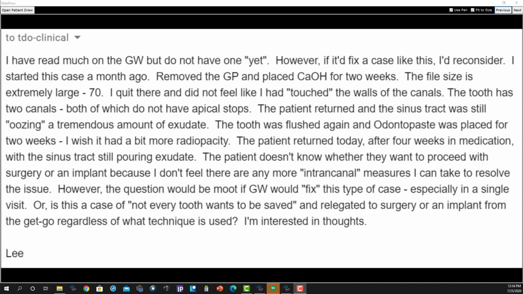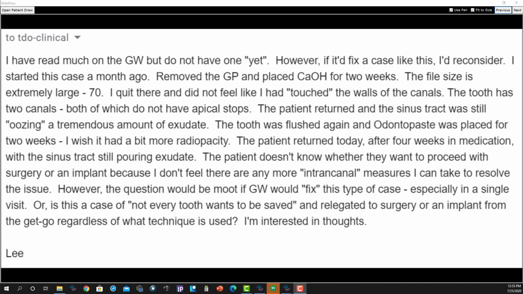Lee sent a case to TDO Clinical on July 2nd about a tooth where he was wondering whether Gentle Wave would solve the particular problem he was having with this case. Then he did a surgery and sent me the end of the root, and we processed it yesterday, and I thought I'd share some of the findings. This is Lee's original post about the case.